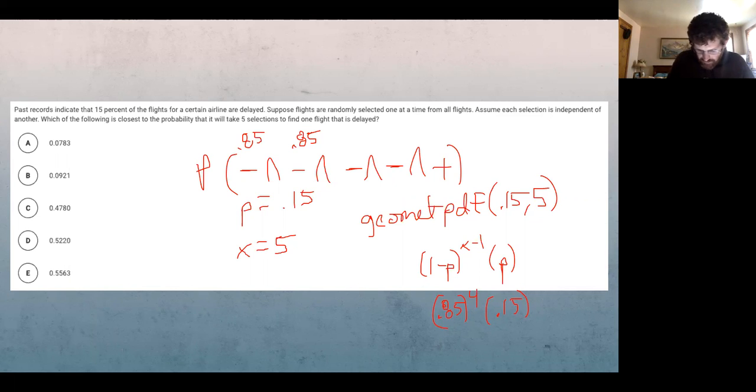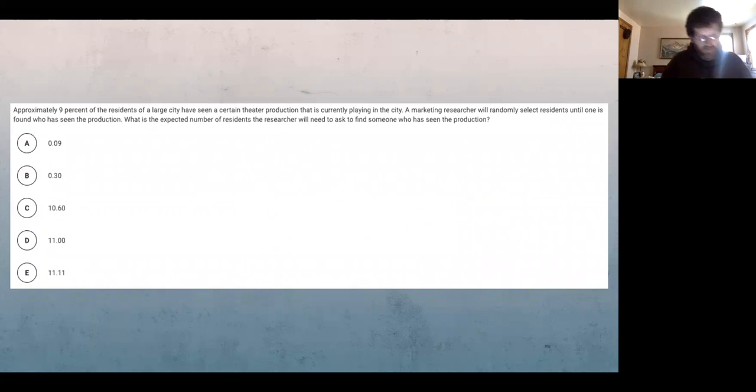So if I do geometric PDF, I haven't done this ahead of time, so I'll just do it real quick, 0.15 and fifth. It looks like I got 0.078, and that means A is my answer. Okay, good times. Let's jump ahead. Again, any of these that we go through, you still have questions on, you can ask for more help.